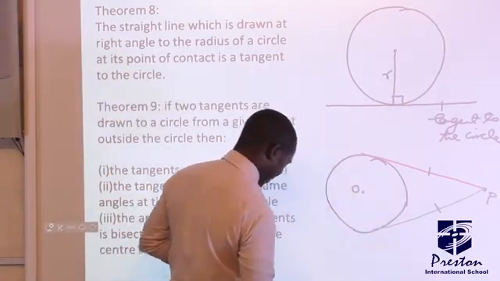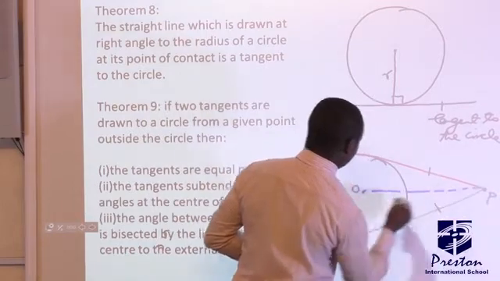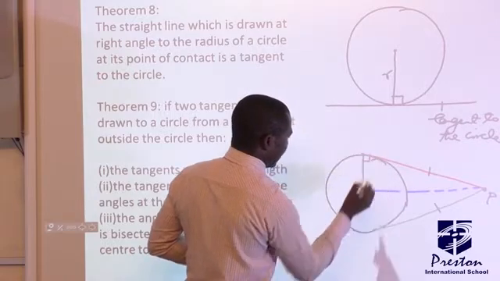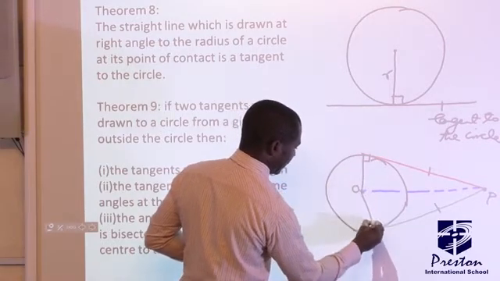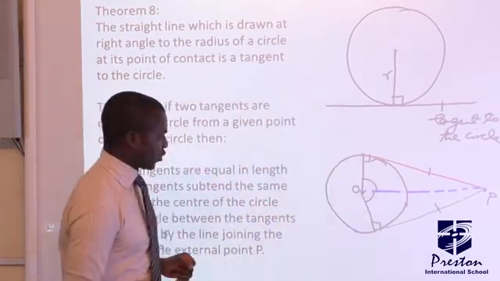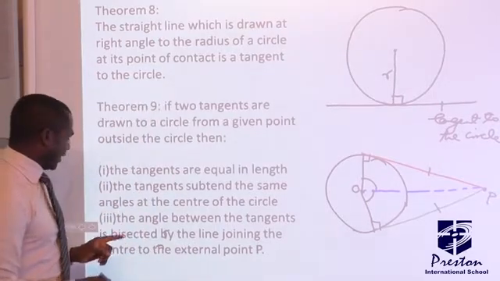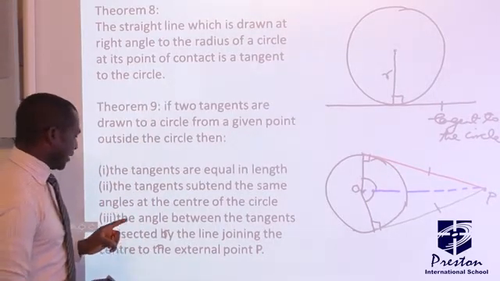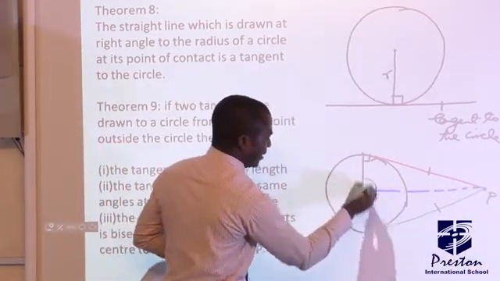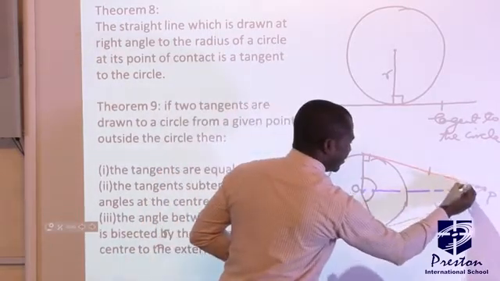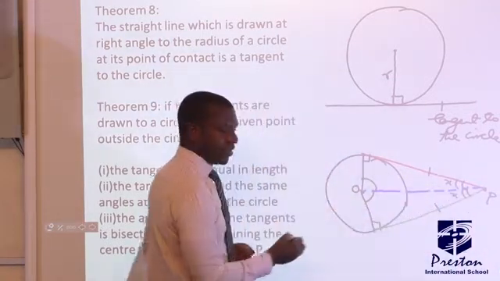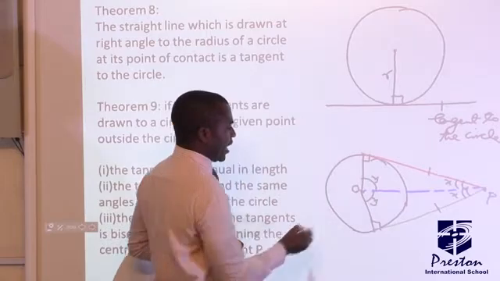Now, we can just join this. This is 90 degrees here, and this is 90 degrees. Now, the angle here is the same thing as the angle here. That's what the theorem is saying. Now, the angle between the tangents is bisected by the line joining the center, that is this line here, bisects the angle here, and also bisects this to form equal angles. So, if this is X, this is X. If this is Y, this is Y, and this is 90.